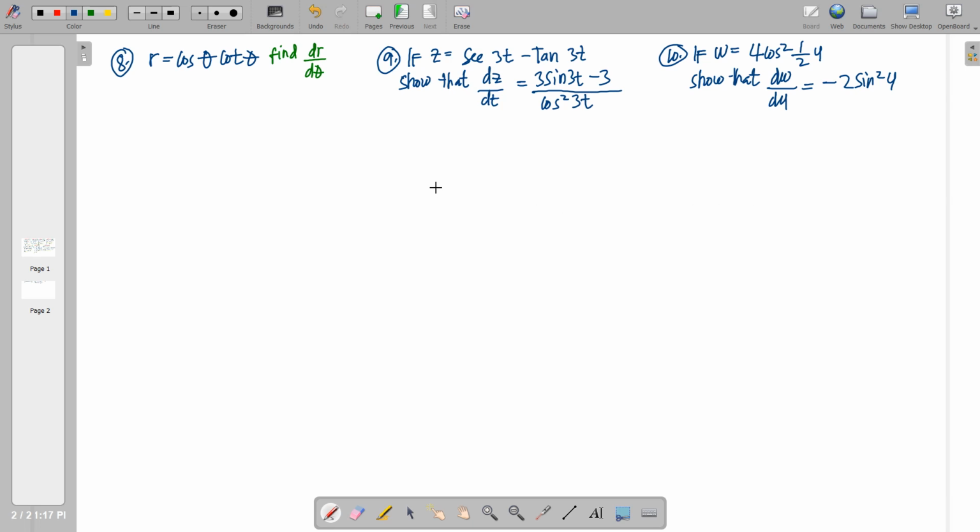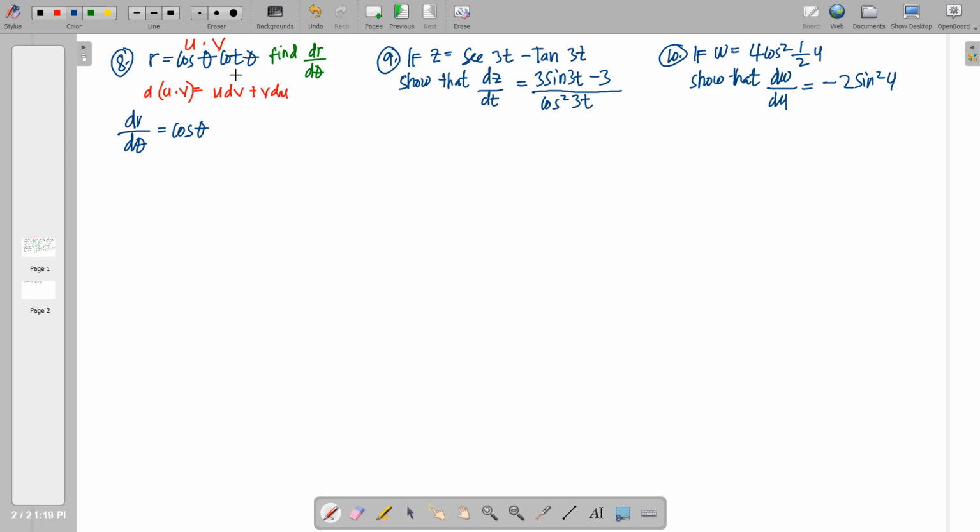So number 8, we have a product rule. This is the multiplication of cosine and cotangent. So of course, we just execute u dv plus v du, no? Okay, so let's do it. We derive this r with respect to theta. So r becomes dr over d theta. Copy the first term, then derive the second term.